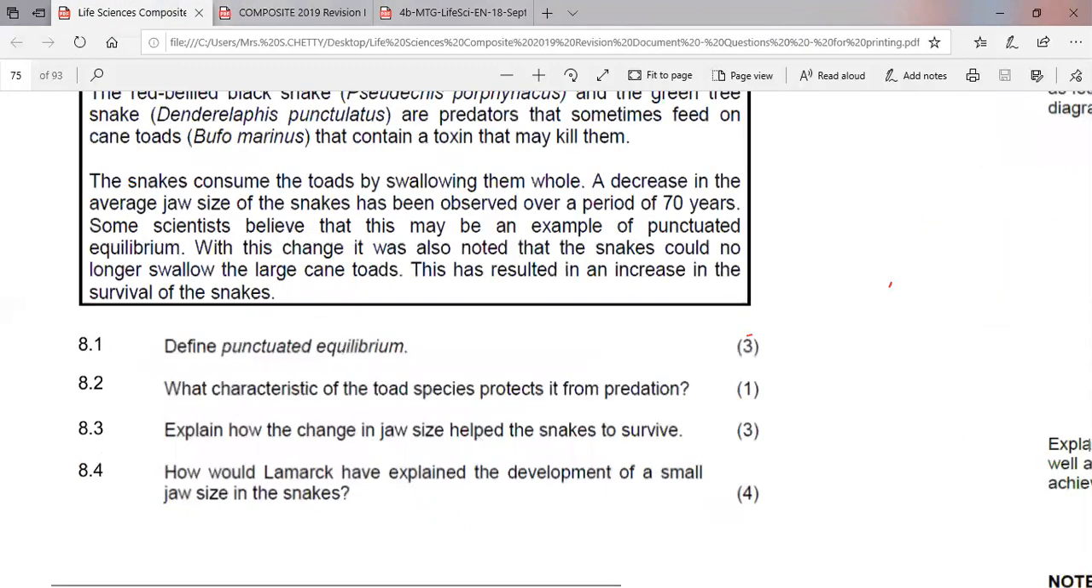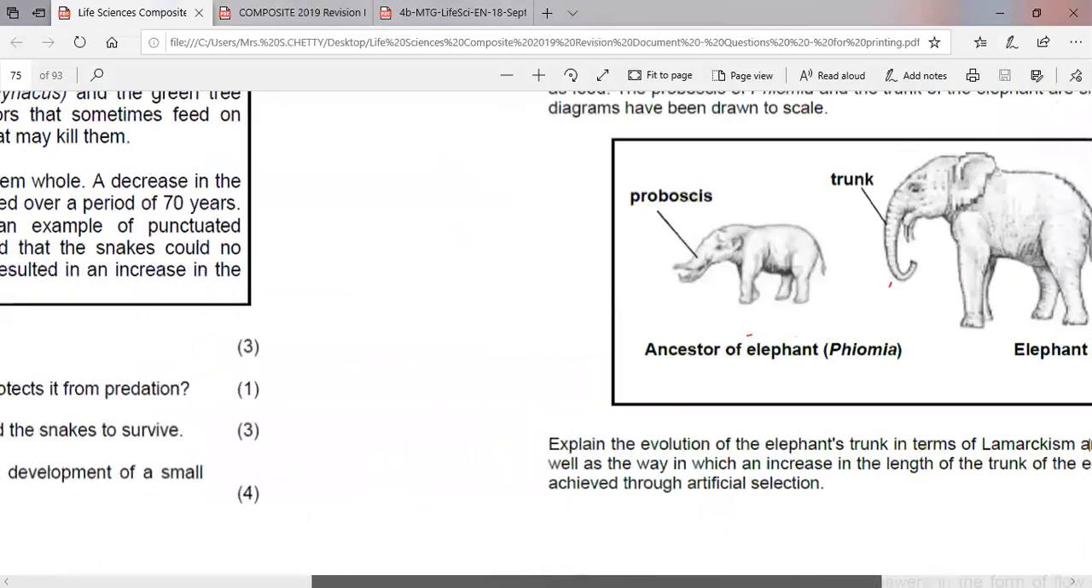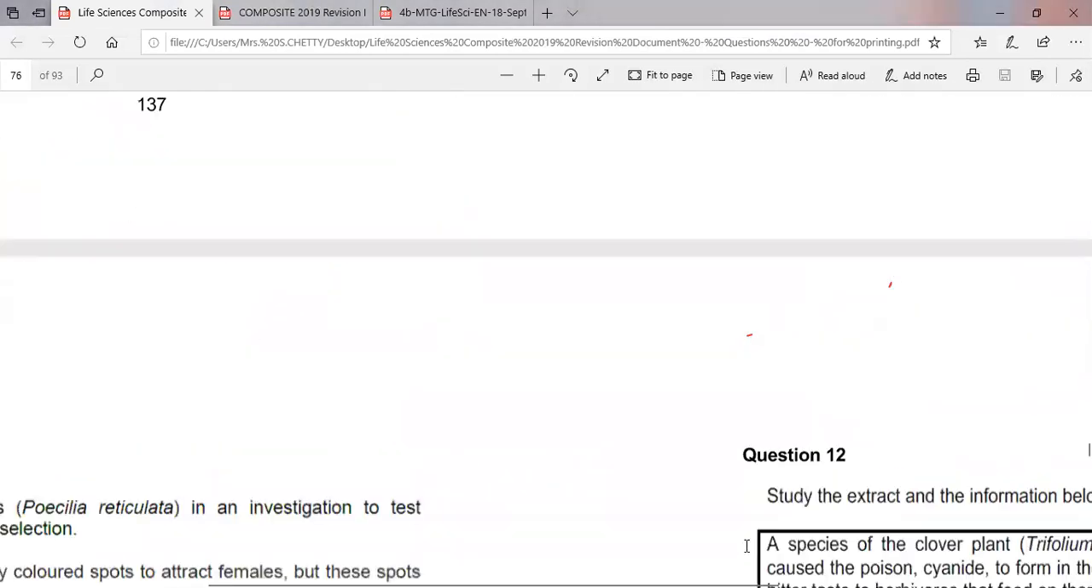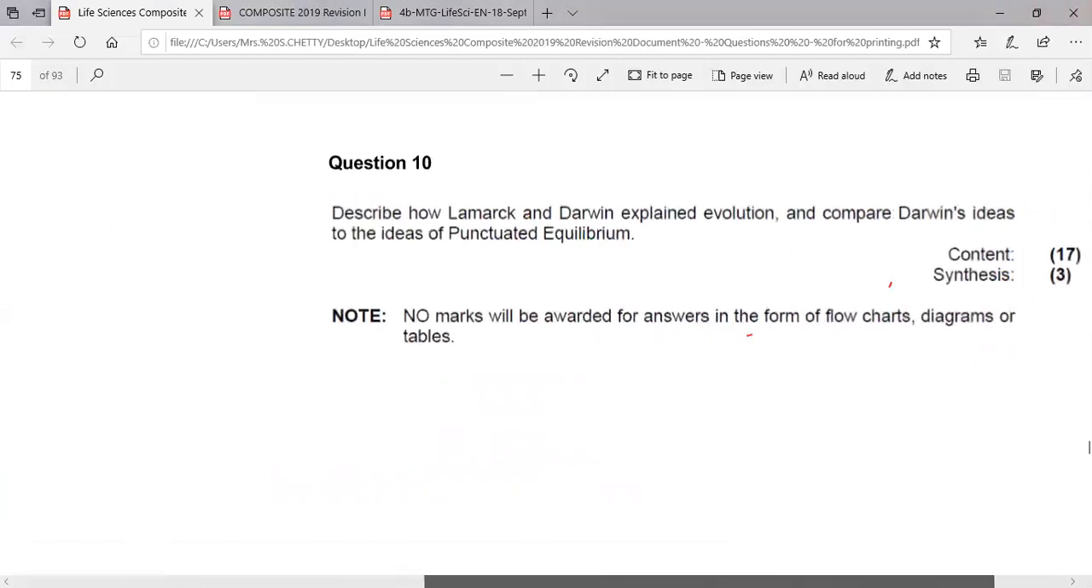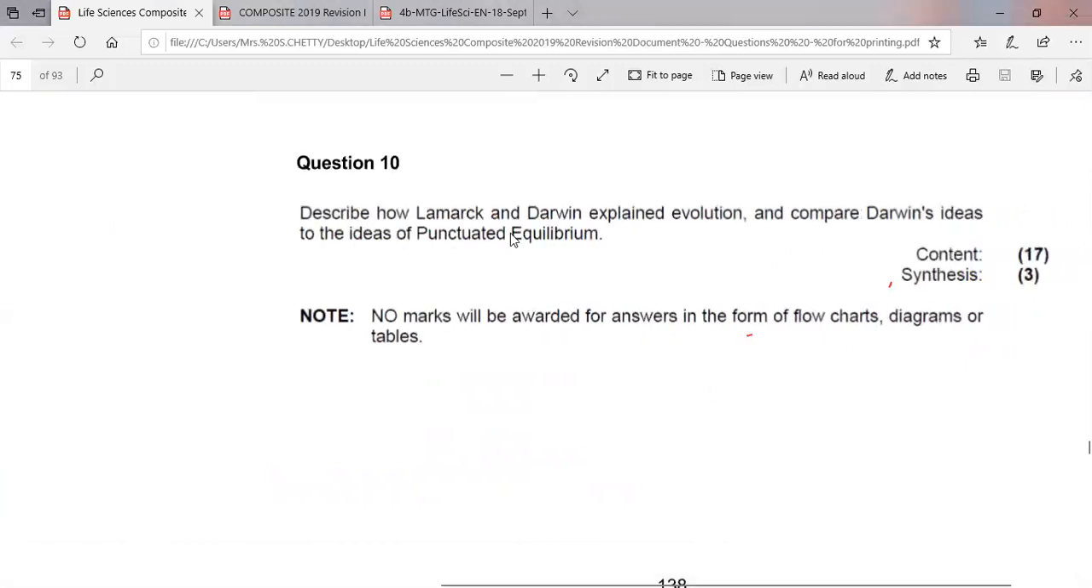Good. Let's look at the next question. We did the little elephant. I like this question here. I want to look at it. Describe how Lamarck and Darwin explain evolution straightforward and compare Darwin's ideas to the ideas of punctuated equilibrium.